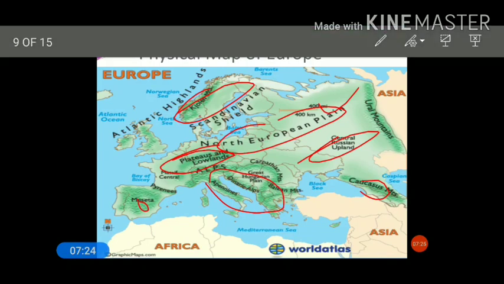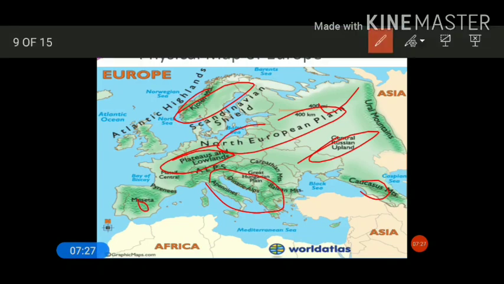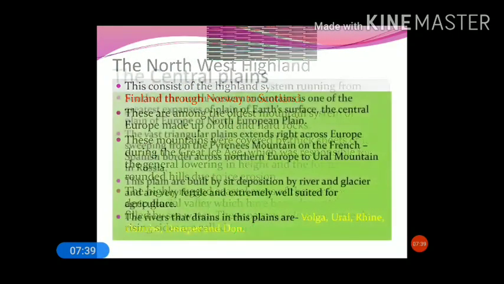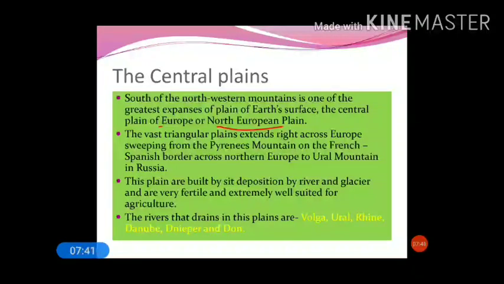So this is what we had discussed about the northwestern highland. Now just to the south of this northwestern highland we have the North European plain or the central plain. Coming to next, that is the vast triangular plains. So you may be asked, what is the shape of the central plain of Europe? Then you can also mention it.